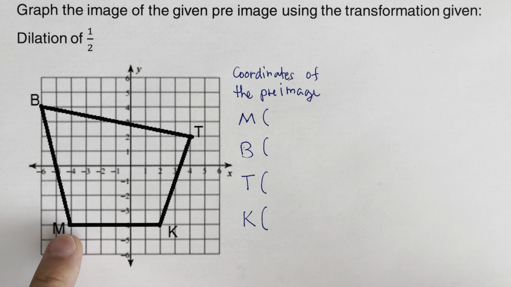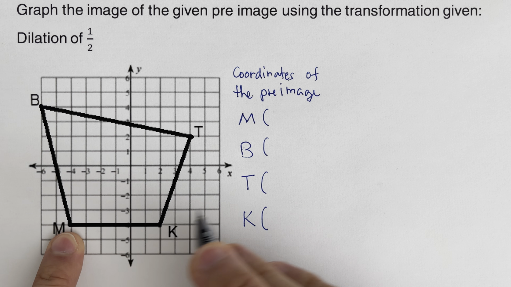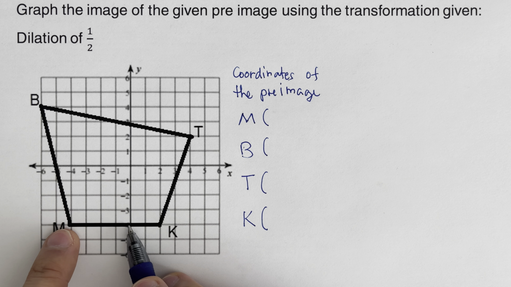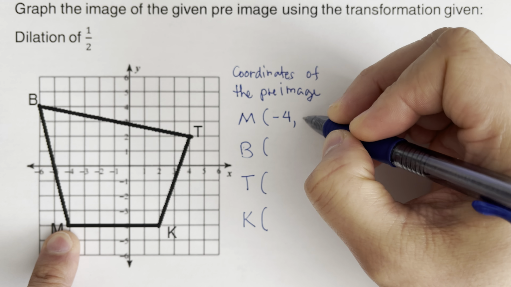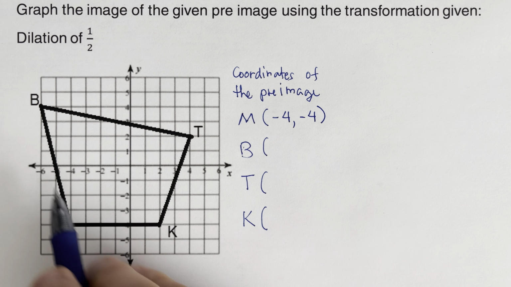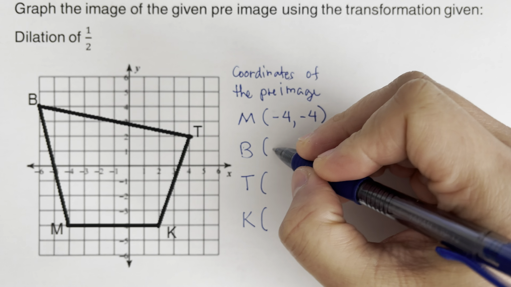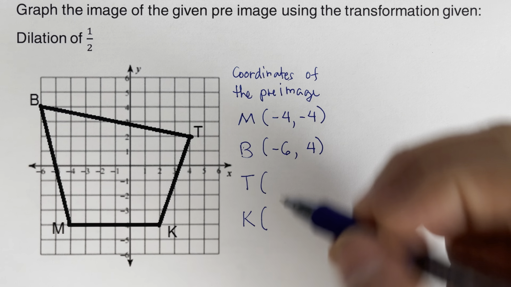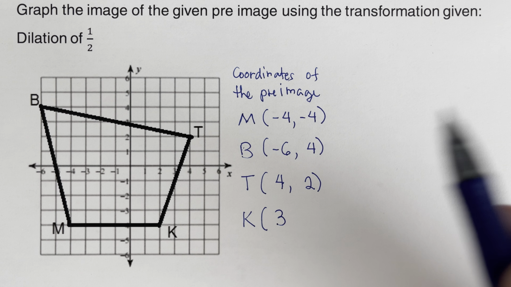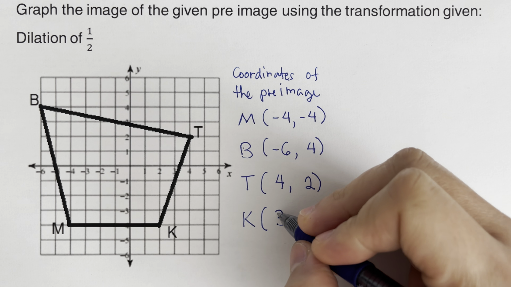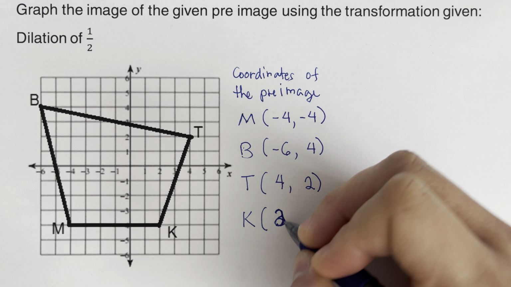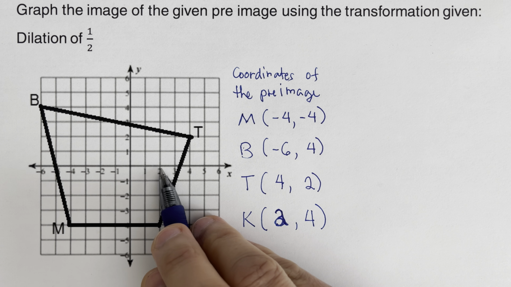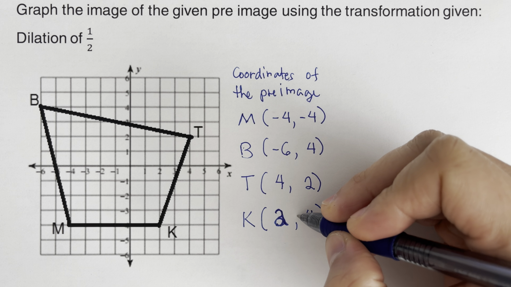Okay, so we start with letter M. It doesn't matter which of these vertices you would start off with, but we start with M. So that would be -4 and -4. So I'm going to write -4 and -4. Our B is located on -6, 4. So that's -6, 4. And then our T is located on 4, 2. So that's 4, 2 right there. Our K is located on 2 and -4. So that's our K value, 2 and -4.